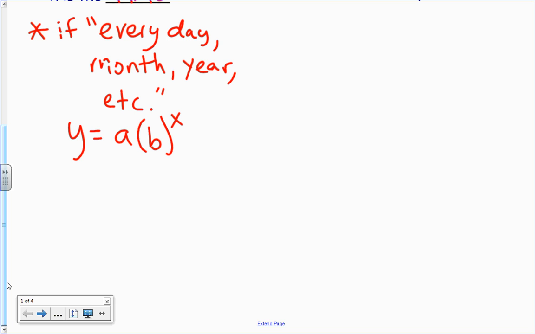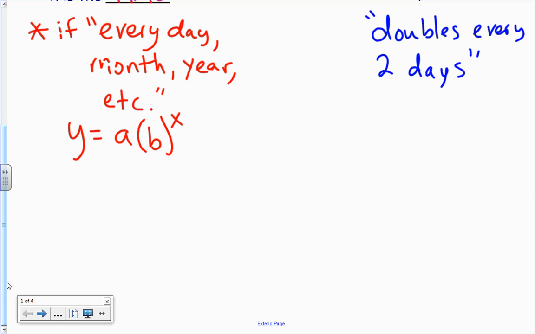Okay? Now, if it says something like doubles every 2 days, then that's where it repeats. This would be a t value because that's how long it takes to repeat. All right, so with this one, you're probably wanting to use the y equals a times b to the x over t. Now, that wouldn't be the only thing it says. It would say doubles every 2 days, and it might say what's the end result after 4 days. Okay, so you put 4 on the top, 2 on the bottom.